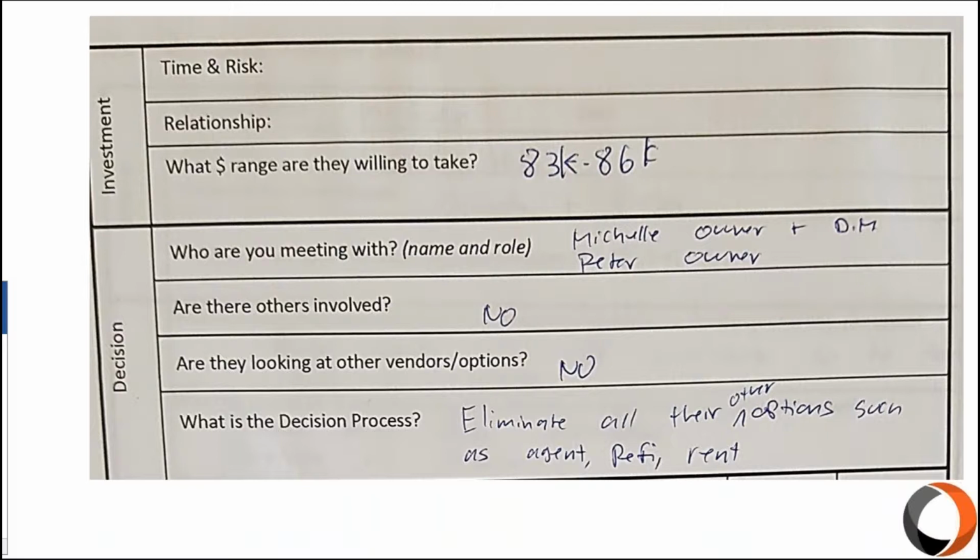What's the decision process? So this gentleman here has the same decision process all the time. He actually goes through every possible option with them and helps them eliminate them while they're in front of him. Have you thought about renting it? Have you thought about listing it? And together they eliminate every other option until he's the last man standing. And then he goes into his negotiation with a lot more leverage.